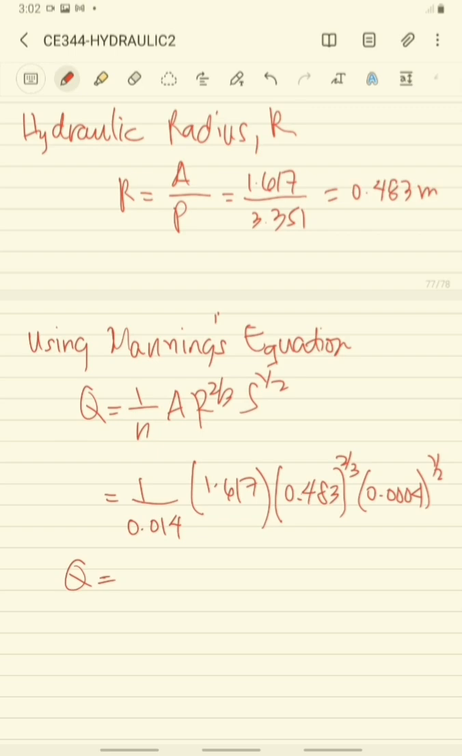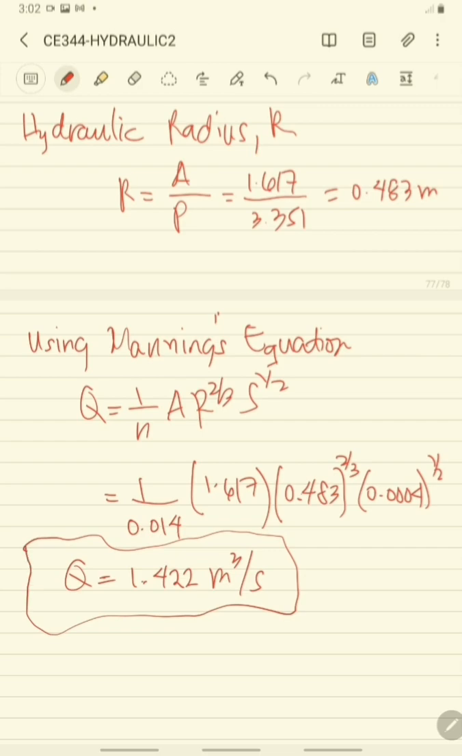Therefore our flow rate is equal to 1.422 cubic meters per second. This is now our final answer, so you need to encircle or box your final answer. Thank you.